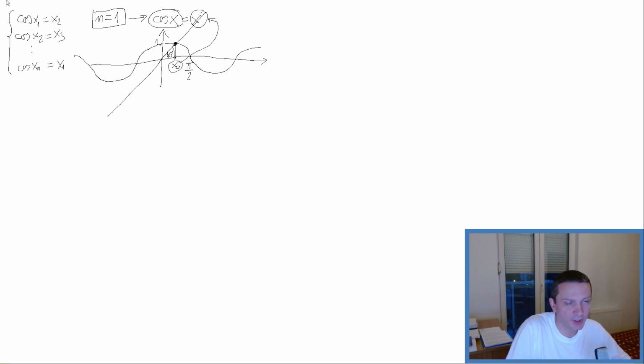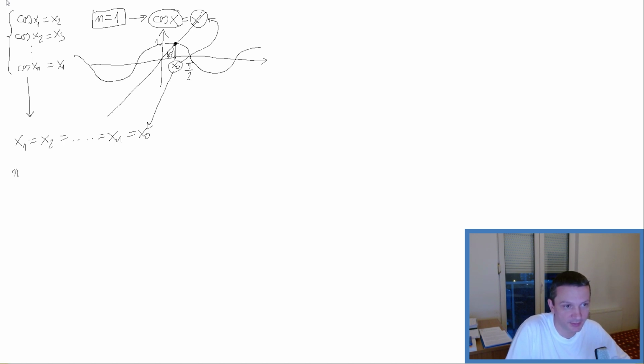And now we are going to show that when n is greater than 1 and we have a system, then x1 will be actually equal to x2, that is, all unknowns will be equal, and they will be equal exactly to that value x0 here. So how to conclude that?